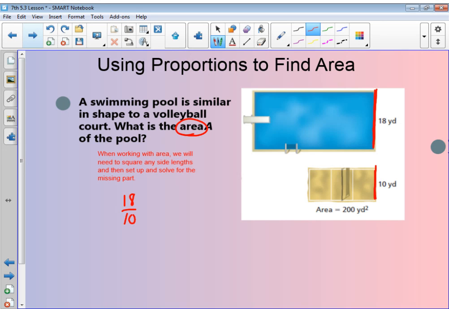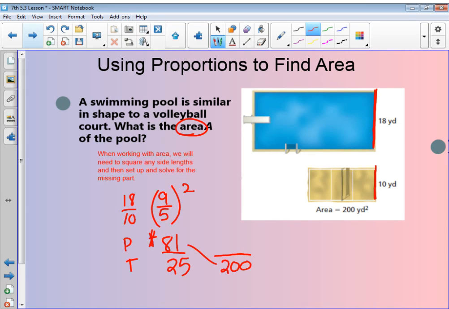Okay, so if I reduce this, it would become 9 over 5. Now, remember, it's area, so we're going to square that before I can do anything else. Okay, so if I square it, I get 9 squared is 81 over 5 squared is 25. So this is what I'm now going to use to solve and set up the proportion. Okay, so the third bit of information. So my 81, this was my swimming pool, and this was my tennis court. So my tennis court area was 200.